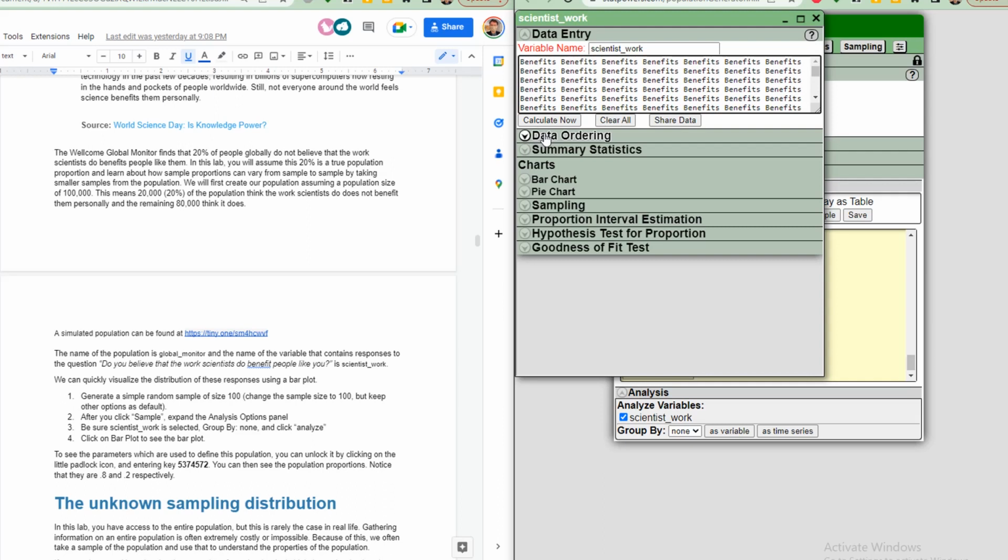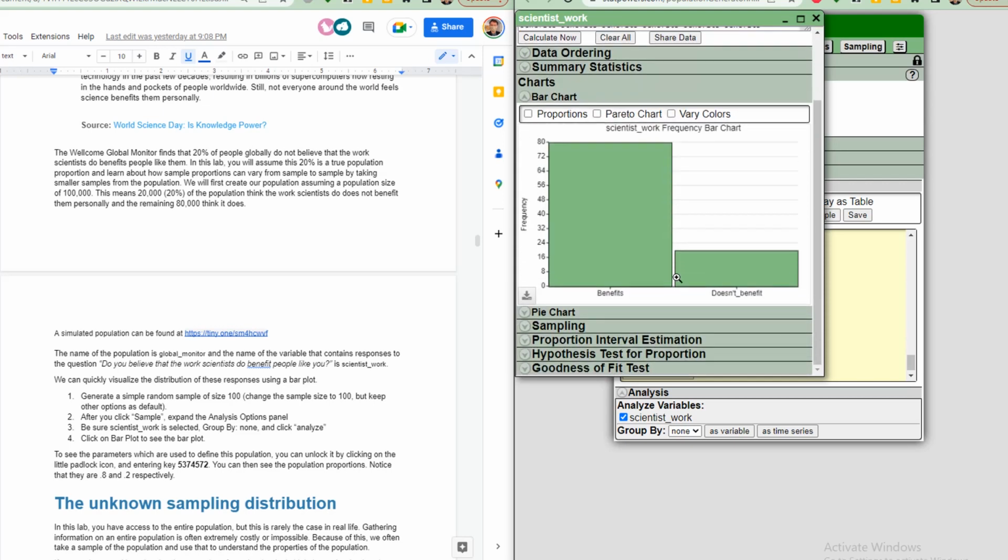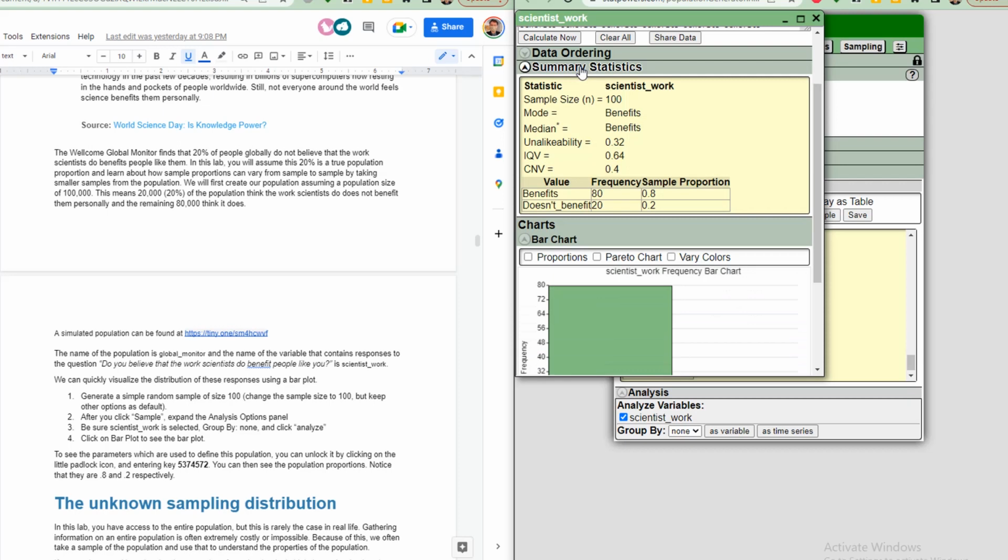We want to look at the bar plot, so let's look at a bar chart. This is a good way of visualizing the proportions or the frequencies. Frequency is how many people said yes or no to this question. It looks like we got 80 people who said yes, and probably exactly 20 people who said no. Now we can actually look in the summary statistics, and it gives the frequencies there, 80 and 20, indeed.